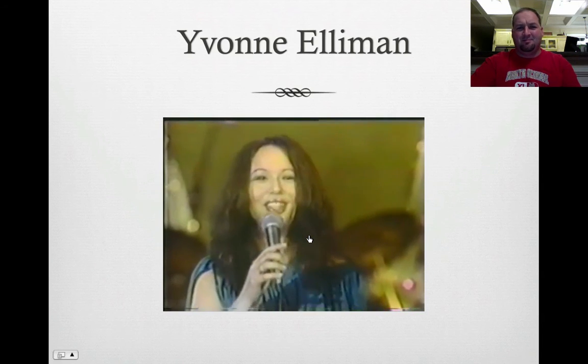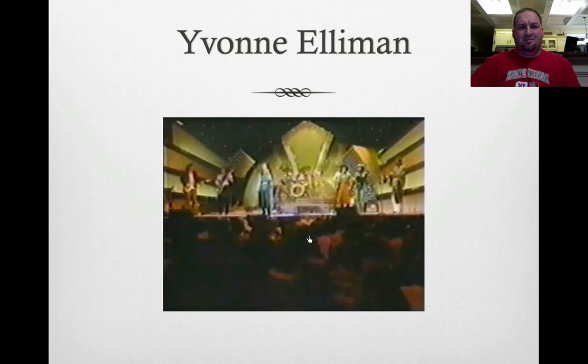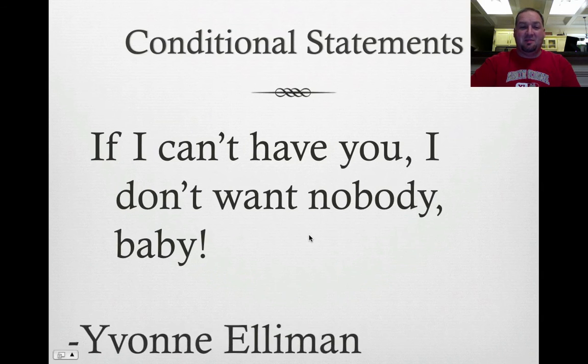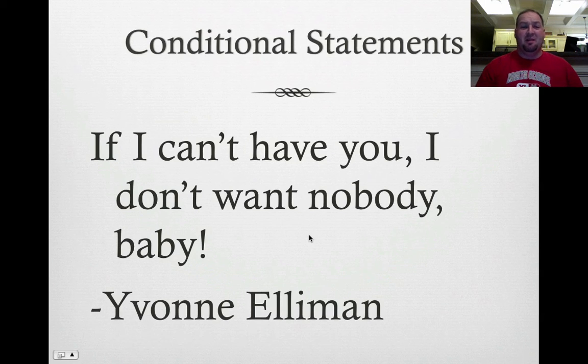Alright, so you see the lyric there is, if I can't have you, I don't want nobody, baby. And that is by the great Yvonne Elliman, who probably, that was her only song. I've never heard of her before, I just know that song. But I included this one because it already has negatives in there. So be careful when you're doing your converse, inverse, and contrapositive. Tricky, tricky. Alright, one more song for you to do on your own and turn in tomorrow.